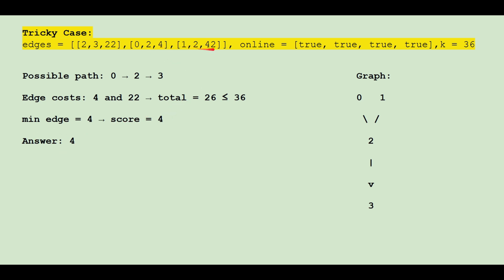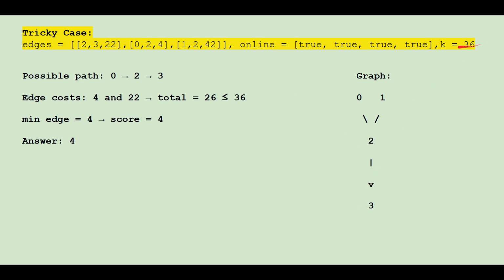If we take another one, it is 42. Let's suppose we have 1, 2 and 3. Here for 1 and 2 we have given 42, which itself is greater than 36, so there is no need to add further, right? If we do 22 plus 42, it comes out to 64.